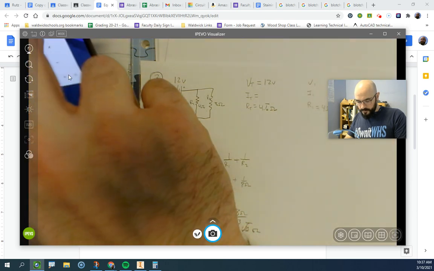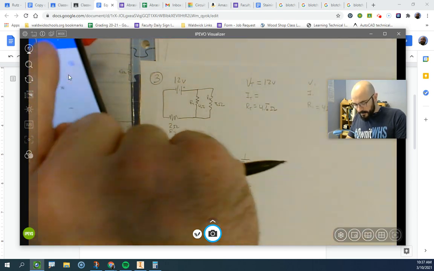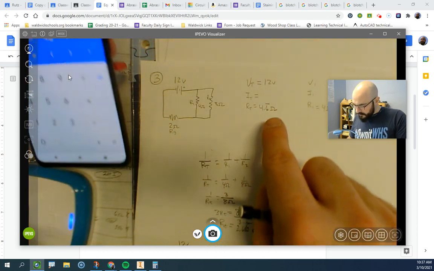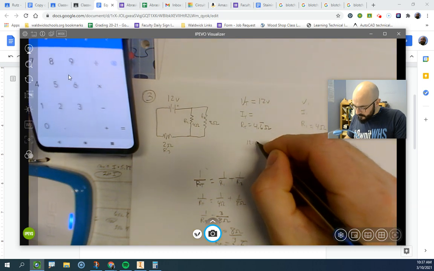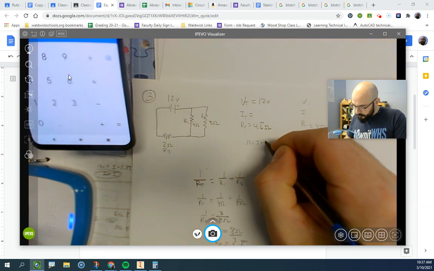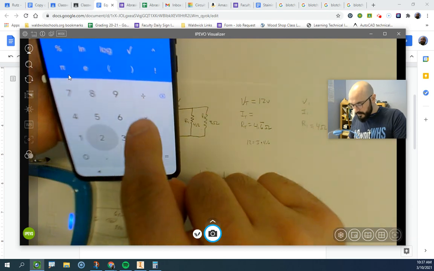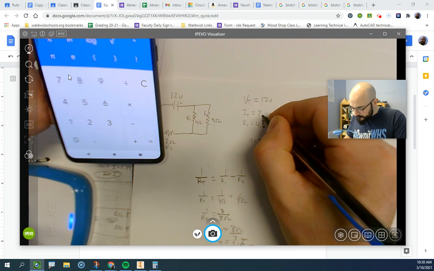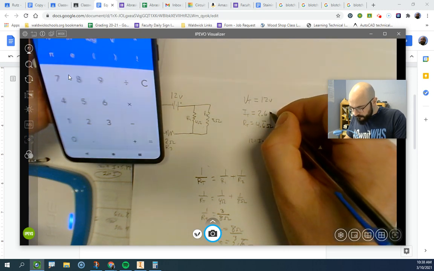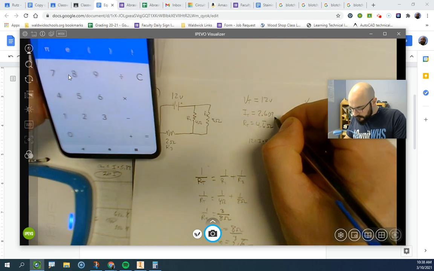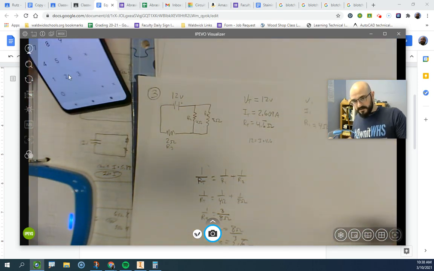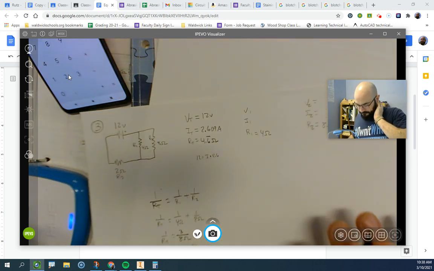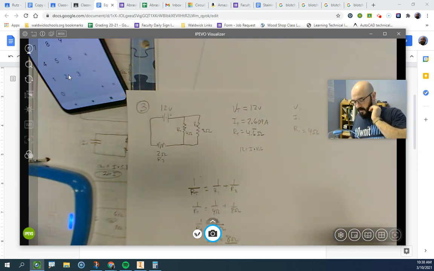Great. Now to find the current, here we go. I'm using my phone calculator here. To find current, it's V equals IR. So 12 equals I times 4.6. 12 divided by 4.6 is 2.609 amps. I'm not paying attention to significant digits. That's good. All right, so now we've got our total values.